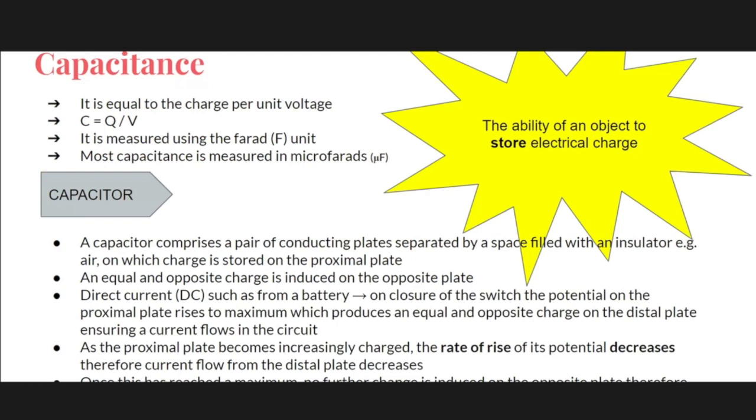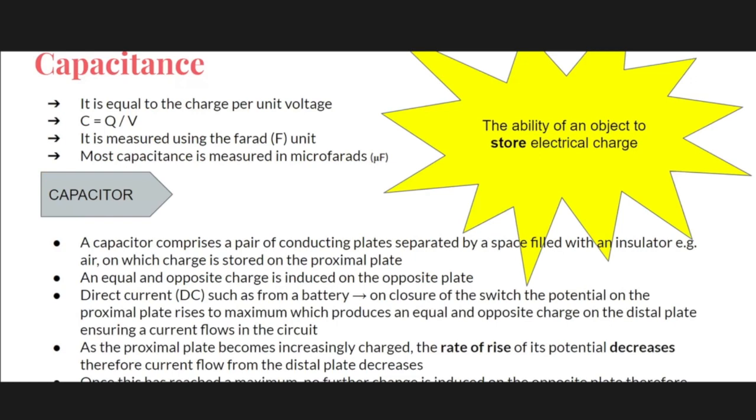But the actual element in the circuit itself is basically a pair of conducting plates, which is separated by a space filled with an insulator, for example, air, and then charge is stored on the proximal plate. When the current flows into the proximal plate, an equal and opposite charge is induced from the opposite plate, and that allows a current to continue flowing around.